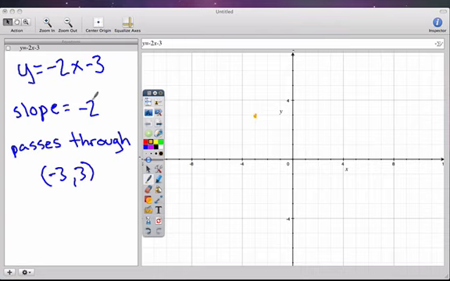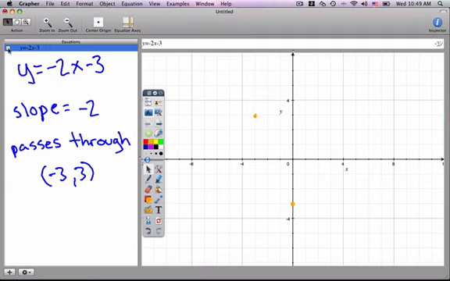And we also know from the equation that we solved that this line should have a y-intercept of -3. And that point would be (0, -3) on our y-axis. So if we put the equation into our grapher, it should go through those 2 points. And it does. And so that's how we find the equation of a line when given the slope and a point that the line passes through.